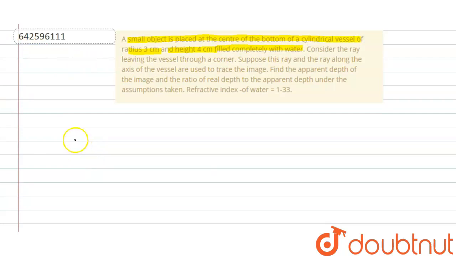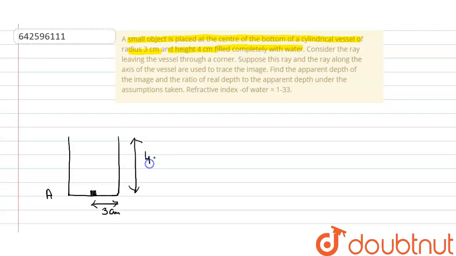So what is given to us? We are given a cylindrical vessel. So let's say that it is our cylindrical vessel. It is our bottom and object is placed here. It is our object. Let's call this position A. And the radius of this vessel is 3 centimeter and height of this vessel is 4 centimeter. And this vessel is completely filled with the water.